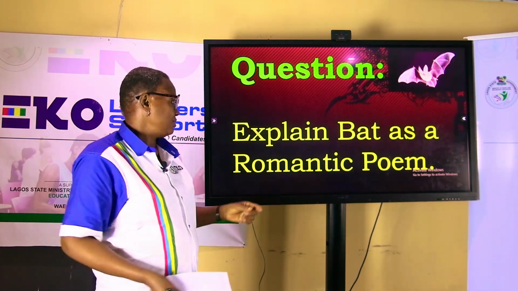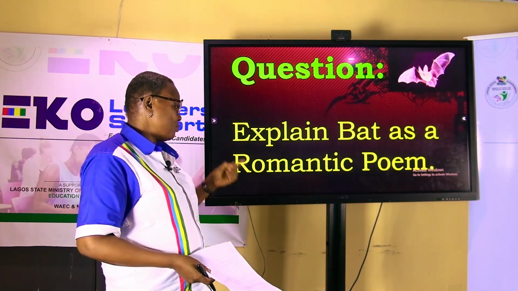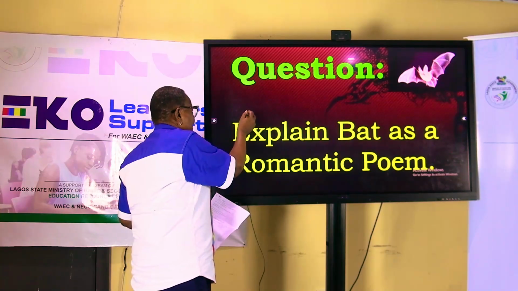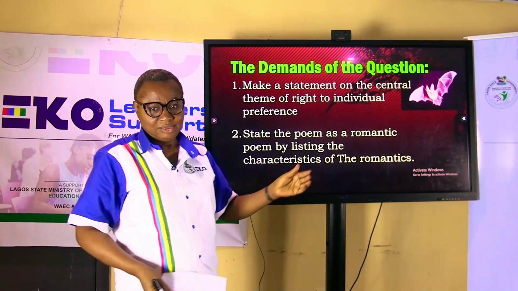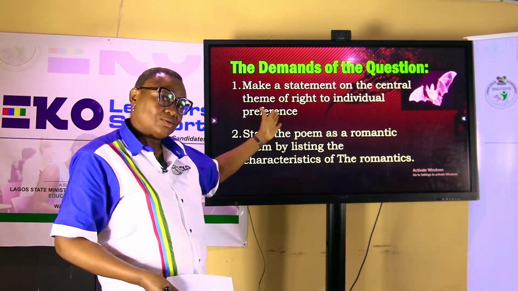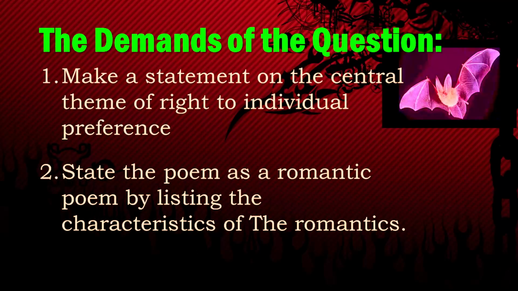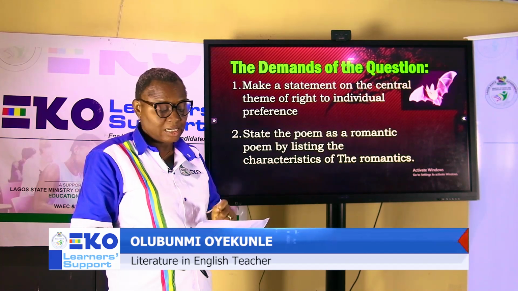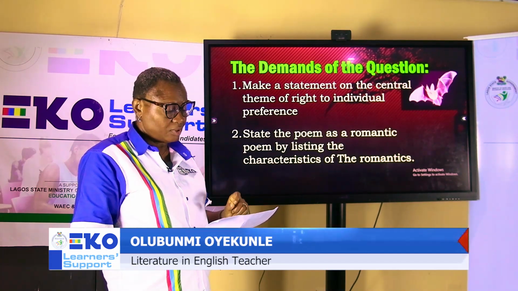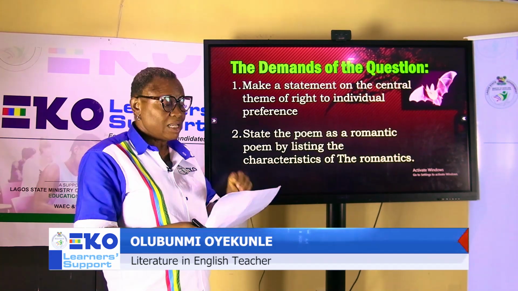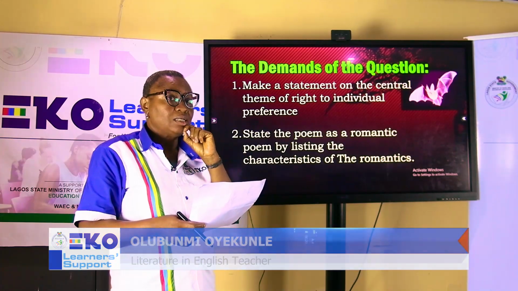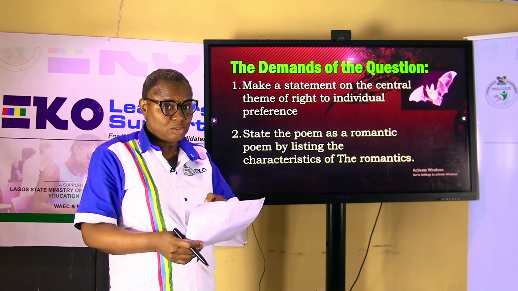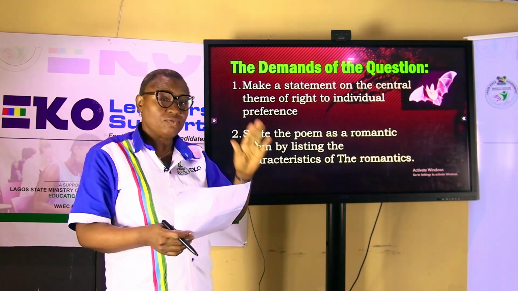Then the question, explain Bats as a romantic poem. How do you now go about this? Following this pattern, we actually help you to perform very well in answering your question. But first, the knowledge of your poem is needed. Number 2, you must have the in-depth knowledge of the romantics and every other category.